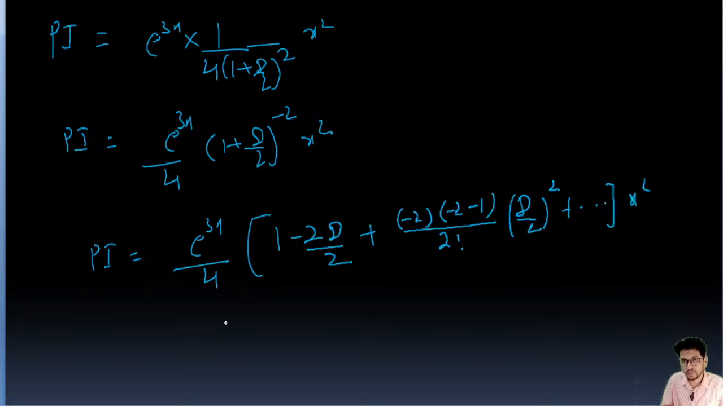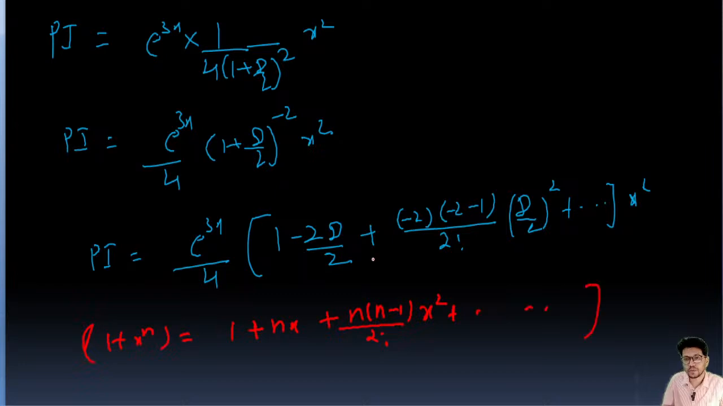So we know how to open it: 1 plus x to the power n, how to open it, we know, right? 1 plus x to the power n is going to be 1 plus nx plus n into n minus 1 upon 2 factorial x square plus so on. Okay, so we have used this formula to open it. So this is going to be PI.